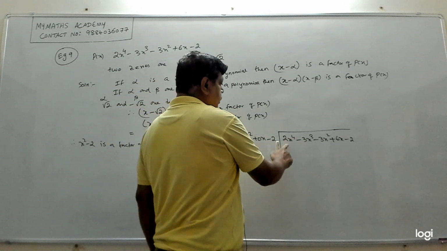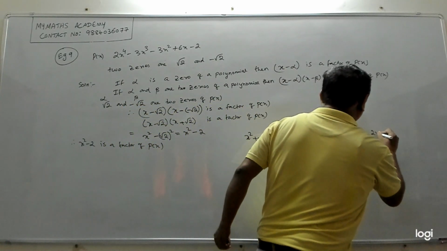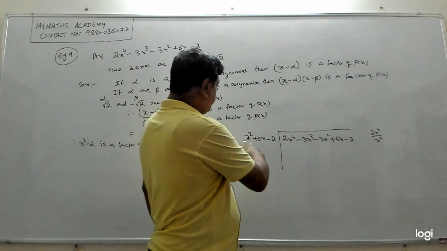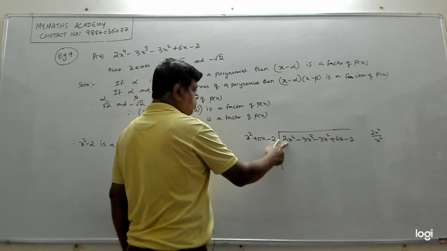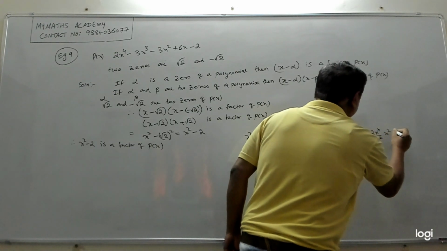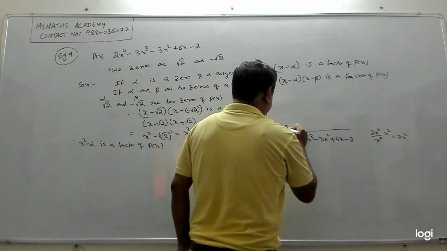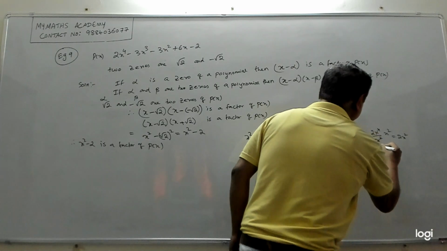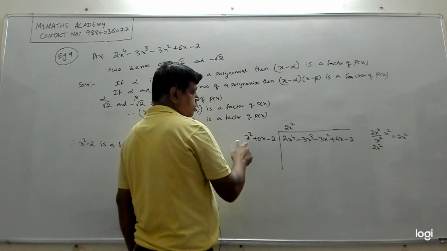How do we divide? We will take the first term of this and first term of this. So 2x power 4 by x square. When I divide 2x power 4 by the first term of this, always, you cancel and you will get x square. So this will give you 2x square. So you'll get here 2x square. Now we should multiply 2x square, this whole thing, 2x square into this whole thing.